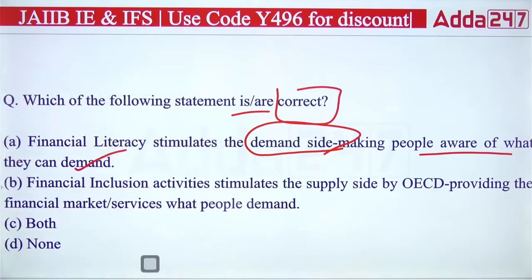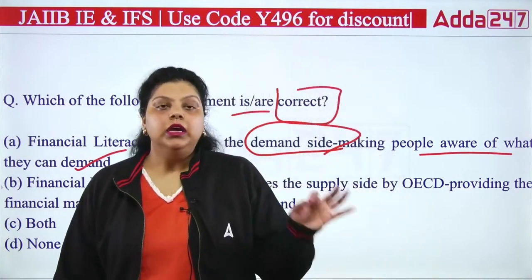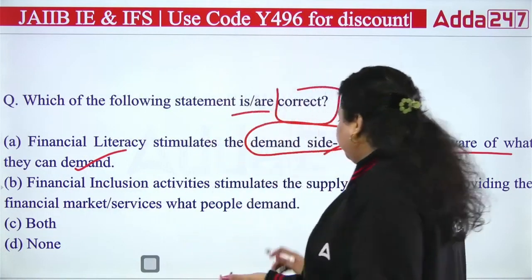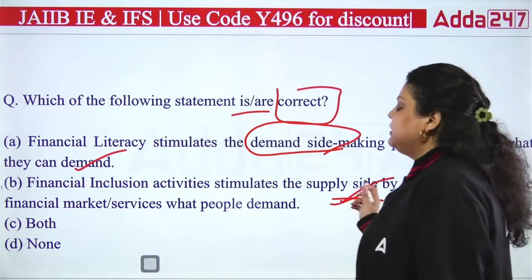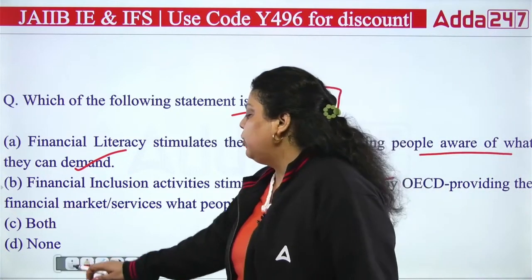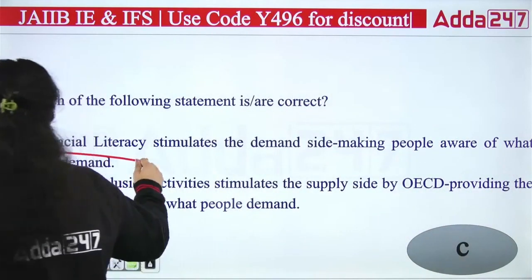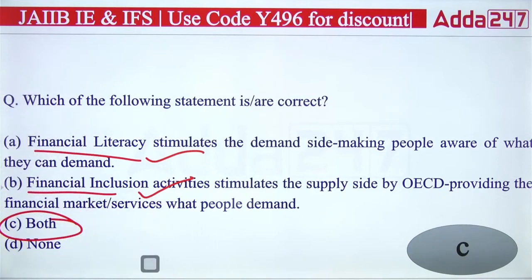So this is correct. When it comes to financial inclusion, it is simply a process in which we want to link each and every one with financial products and services at an affordable cost. So we want to make it possible that everybody will have financial products and services available with them. It means the right answer is both the statements are correct in context of this question. Financial literacy is correct, financial inclusion is correct, so the right answer will be C, that is both.